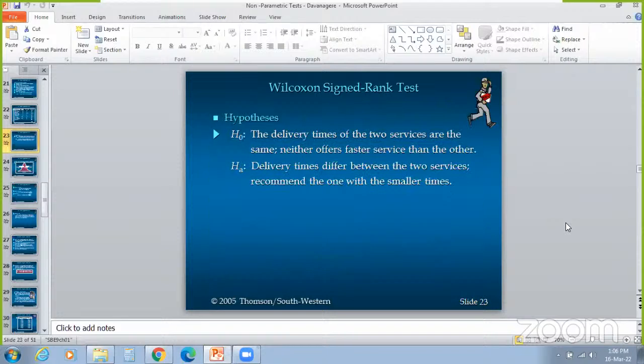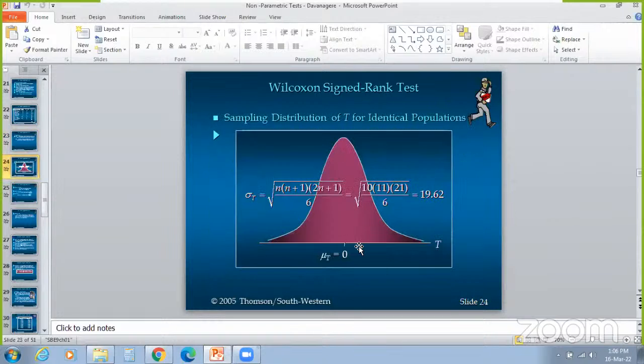Using this signed rank, now you are able to test using this formula. This is the formula to calculate mu T, that is, there is no difference in the services' time taken, whereas the standard deviation is calculated from this: n times n plus 1 times 2n plus 1, divided by 6. Here we have 10 values, so 10 plus 1 is 11, and 20 plus 1 is 21. If you simplify it, the standard deviation of this problem is 19.62 and the mean value is 0.